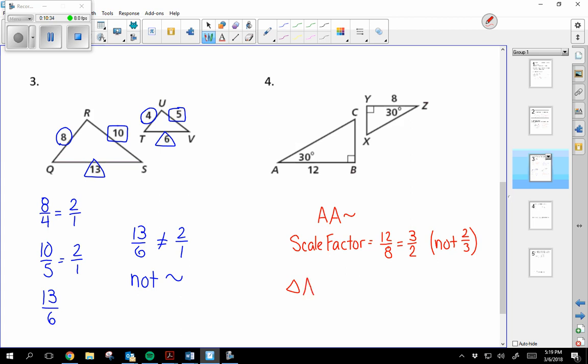Let's say triangle ABC is similar to, well, triangle A is the 30-degree angle, so that has to correspond with Z. B is the right angle, which of course then corresponds with Y. And last but not least, angle C would have to correspond with angle X.